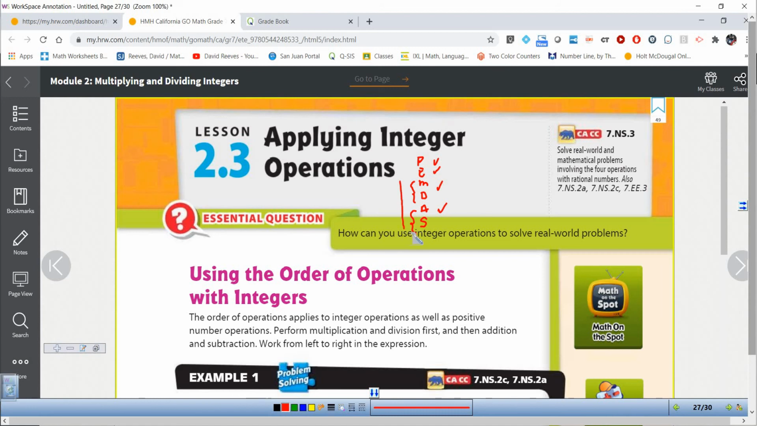The problems in the book in this section focus just on multiplication and division and addition and subtraction. All right, they don't usually, in fact, I don't think any of the problems in the textbook have parentheses or exponents, but I do want to warn you that we did do a lesson on that, and that will be on the quiz, so make sure you're up on the entire order of operations.